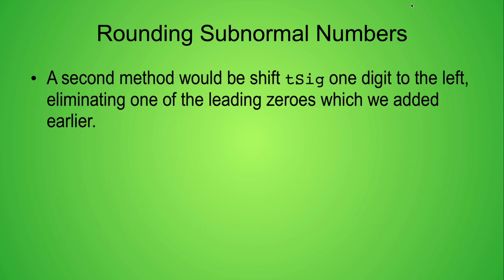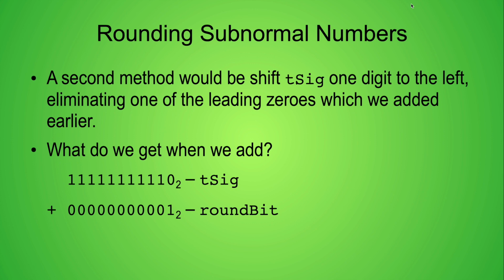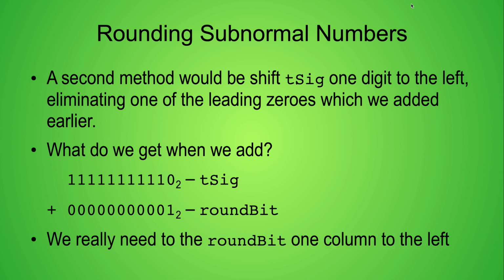A possible second solution would be to shift the t-sig value 1 bit left when we're rounding a subnormal number. But then what happens when we add? As you can see, roundBit is misaligned with the least significant bit for the 10-bit subnormal significand. We won't get the correct value when we round. When rounding a subnormal number, we also need to shift roundBit 1 position to the left.